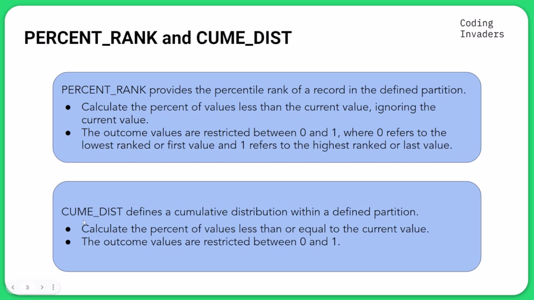Then we have cume_dist, which is like a cumulative distribution rank. The percentage of values less than or equal to the current value is calculated using this formula. Again, the outcome values are restricted between 0 and 1.